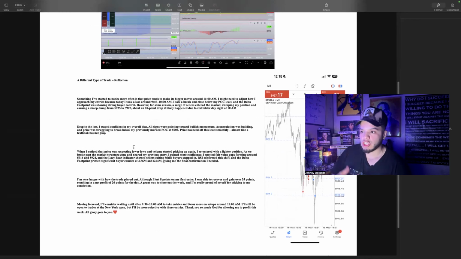This is how you guys want to start journaling your positions as well. I wrote this: something I'm trying to notice more often is that price tends to make its big moves during 11 a.m. And that's generally true over the last 2.5 weeks. Prices have been very choppy from 9:30 to about 10:45, and then boom, 11 a.m. hits, and we rip.